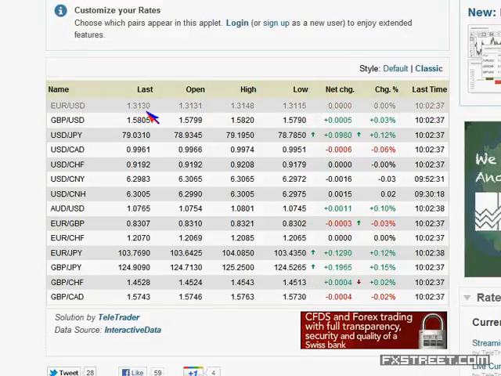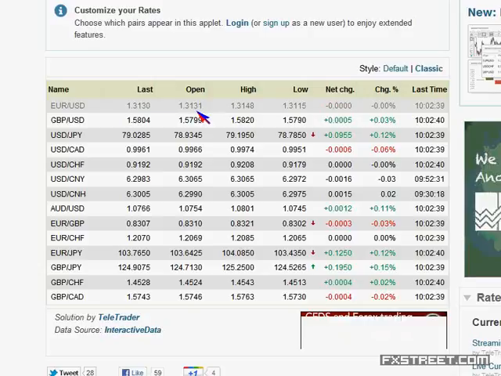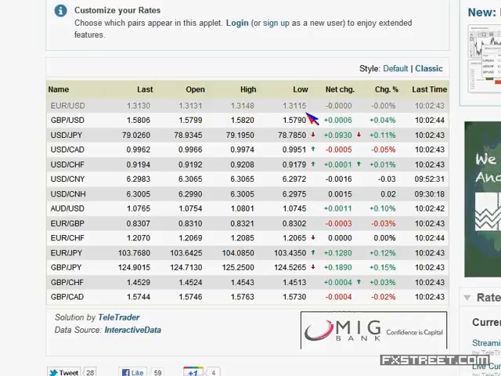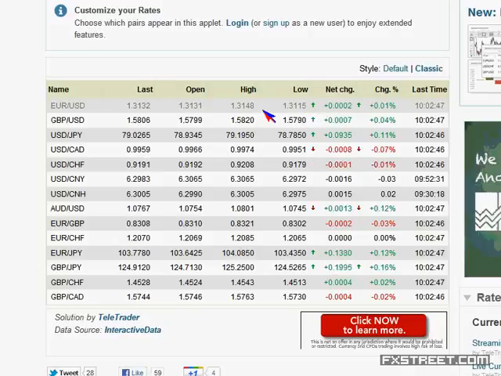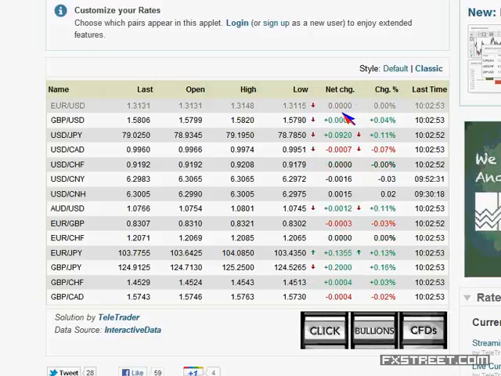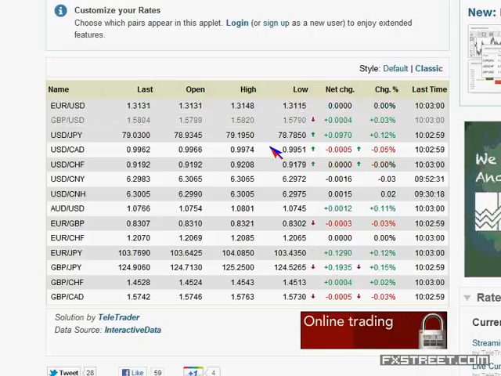It is trading around 1.3129, 1.3131 is the open, and 1.314 is the high, 1.3115 is the low. You come across a very narrow spread between the low and the high, and you come across only 2 pips or 1 pip positive net change. So almost flat, and the spread is not even 30 pips or 32 pips.